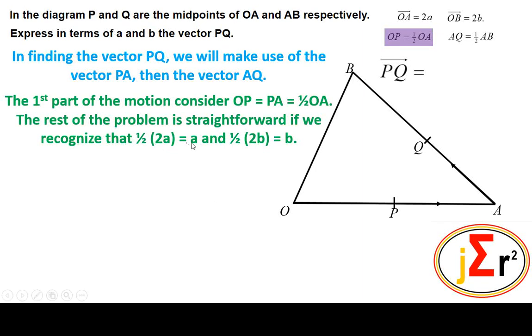A half of 2a is a and a half of 2b is b. That's straightforward. Now we may go straight ahead. Do not forget that the vector OA is 2a. Therefore, P being the midpoint, OP is a, and PA is half of 2a, which is a. OA is equal to 2a, and if we are going to go from P to A, then that is going to be just a. So that is a, which goes first. That is the first part of the motion, a.